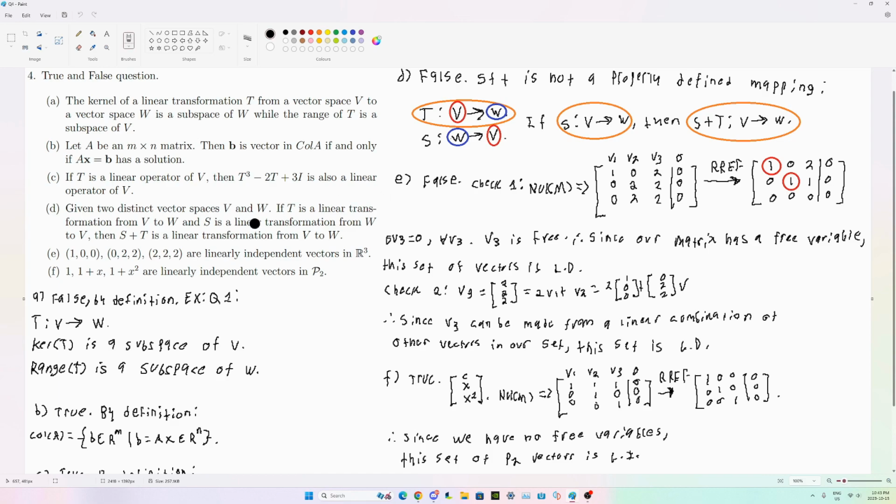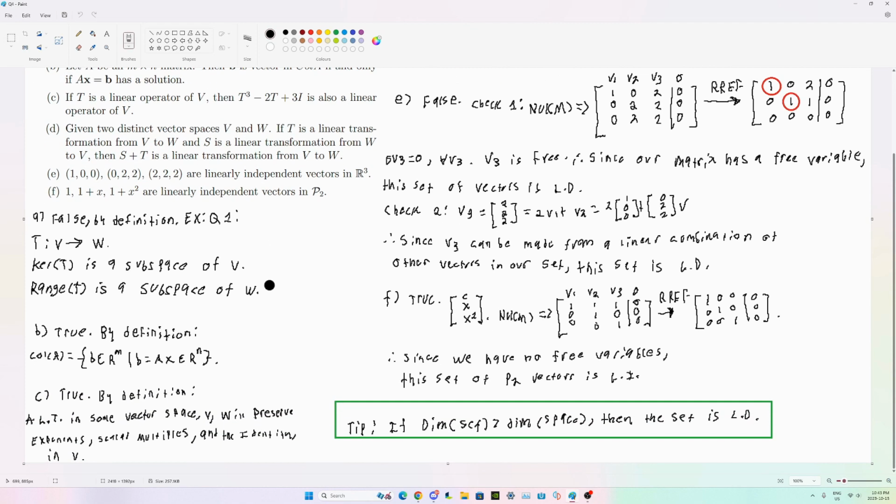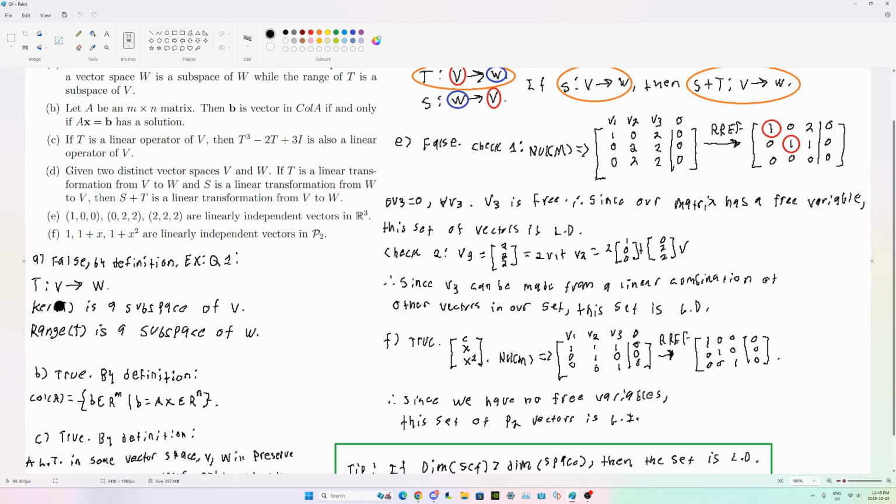The true and false ones. Okay, so the kernel of a linear transformation T from a vector space V to a vector space W is a subspace of W, while the range of T is a subspace of V. We see that this is false by definition, and we have an example from question 1, where T goes from V to W, the kernel of T is a subspace of V, and the range of T is a subspace of W. Once again, if you want an example of this, you can just go back to question 1.